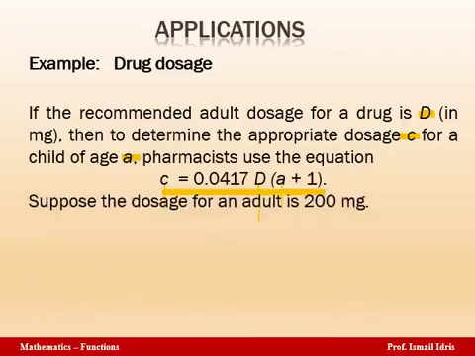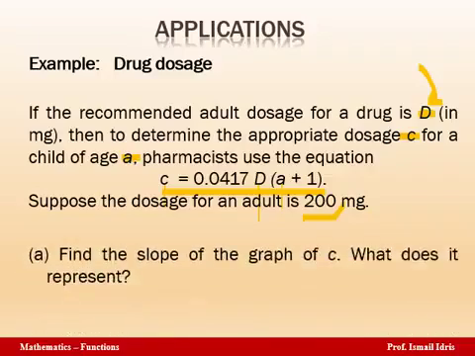Suppose that the dosage for an adult is 200. That means this is D. D is 200. Okay, that's given. It is, of course, it differs. D here differs from a drug to another drug.